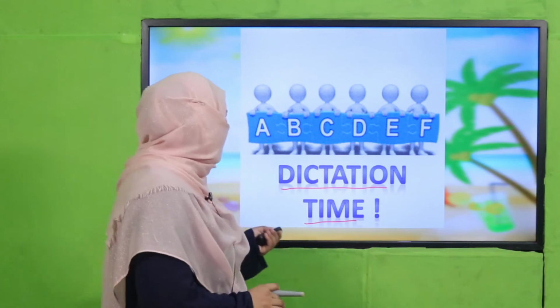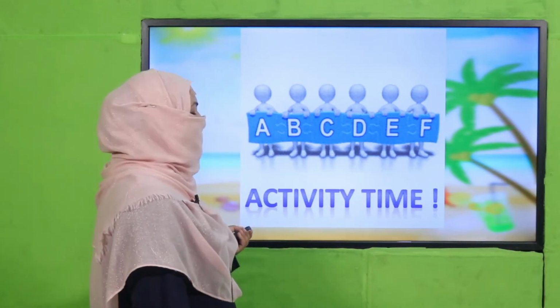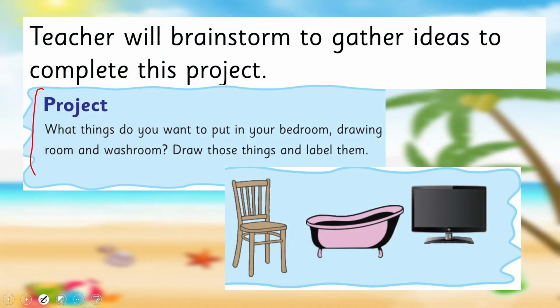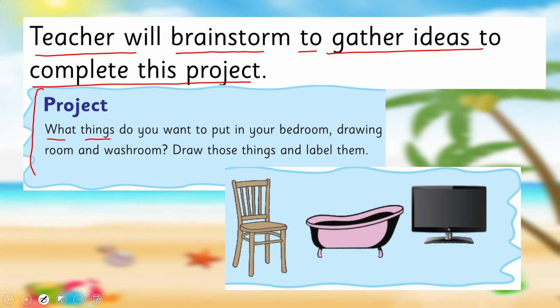Yes, my dear students, now it's time for the next activity. And what that activity is, this is a very interesting project given in your book. Your teacher will brainstorm to gather ideas to complete this project. And what the project is all about: what things do you want to put in your bedroom, drawing room, and washroom? Draw those things and label them.